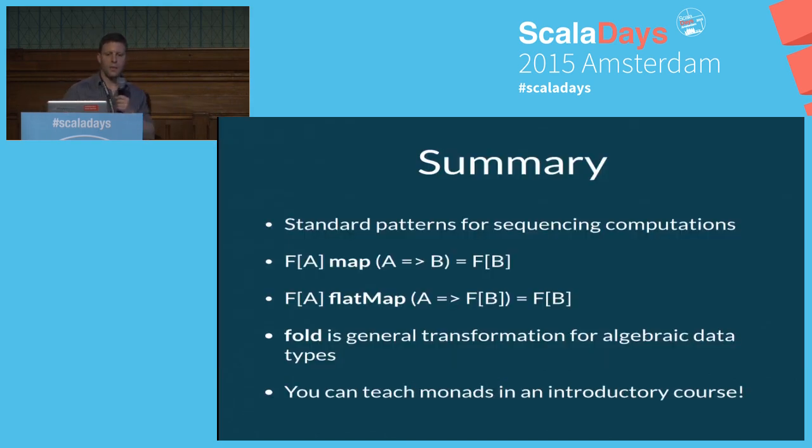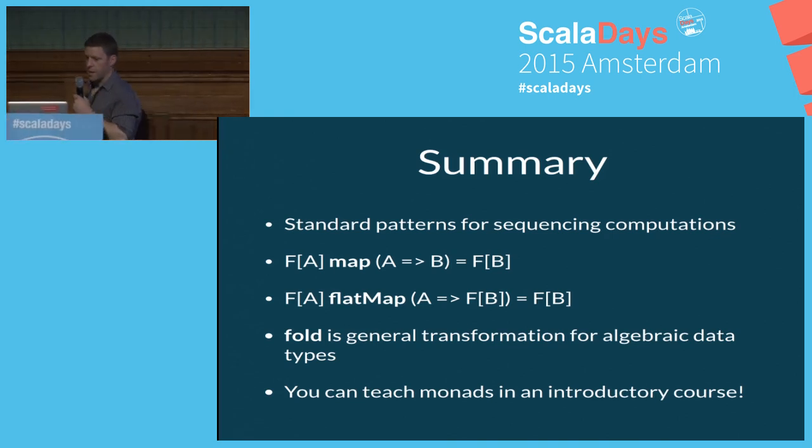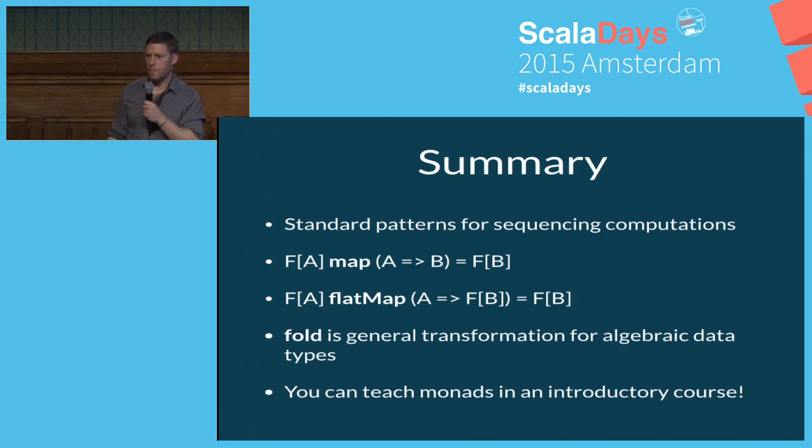So the summary here is there are these standard patterns for sequencing computation. Map: F of A, A to B, you get F of B. Flat map: F of A, A to F of B, you get F of B at the end. And fold, which is generic, do anything, but only applies for algebraic data types. The other thing is, I've just snuck monads in there in the last 10, 15 minutes. And you can, and we do, teach monads to beginning students. As long as you don't scare people to begin with, it's all fairly simple.